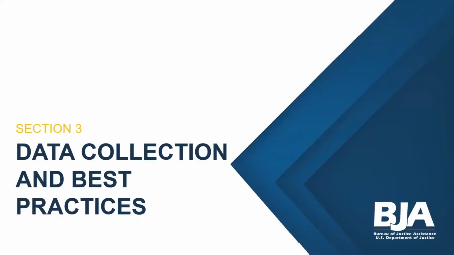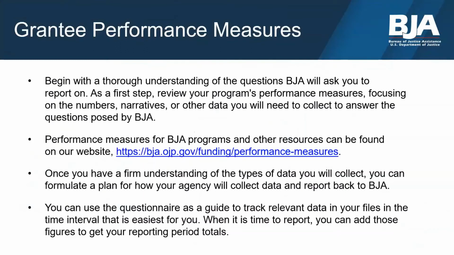Establishing a data collection process for your program should begin at the start, as soon as it's operational. In this next section, we will provide some best practices as you get started. It is important to start with a thorough understanding of what you will need to report on. As a first step, we suggest that you review your program's performance measures, focusing on the numbers, narratives, or other data you will need to collect to answer the questions posed by BJA. Performance measures for BJA programs and other resources can be found on our website, the link listed here.